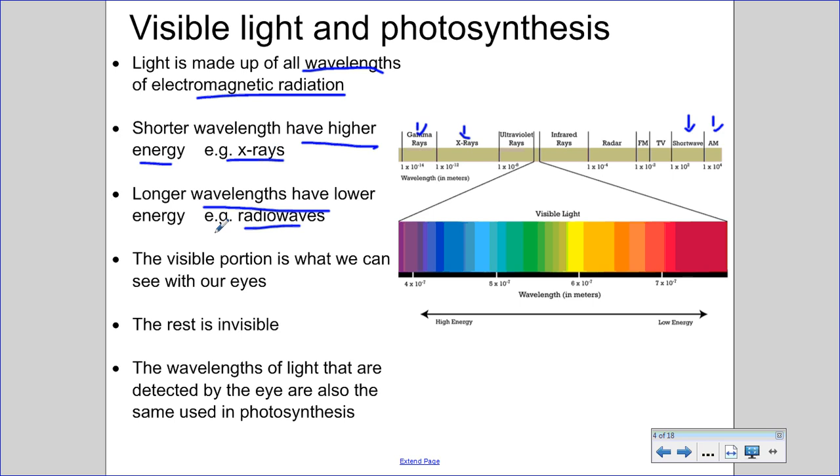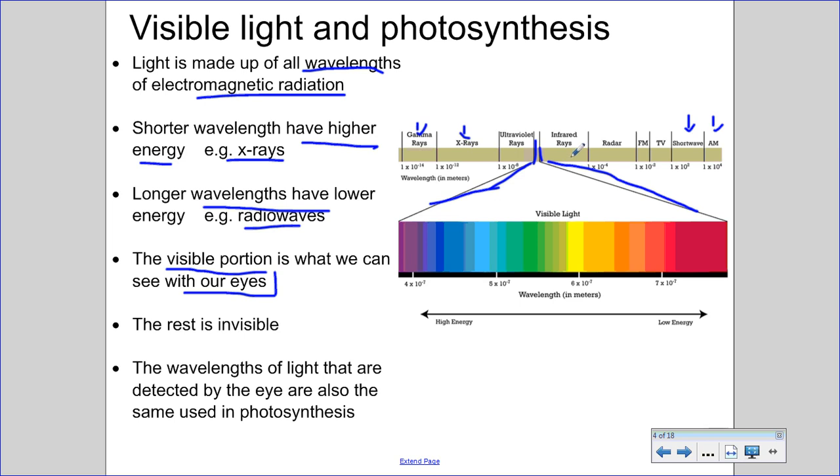Now, found in that electromagnetic spectrum is what's referred to as the visible portion of light. And the visible portion of light is basically that part of that electromagnetic spectrum that we can see with our eyes. So that visible portion is a very tiny portion of that overall spectrum. And this makes up that red light all the way to that indigo and purple light that we can see.